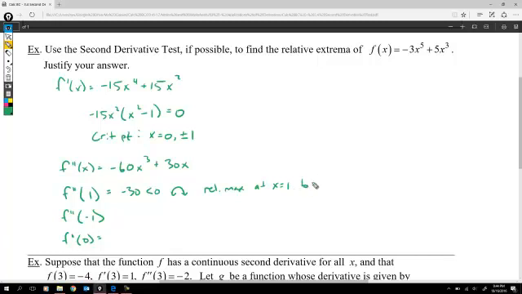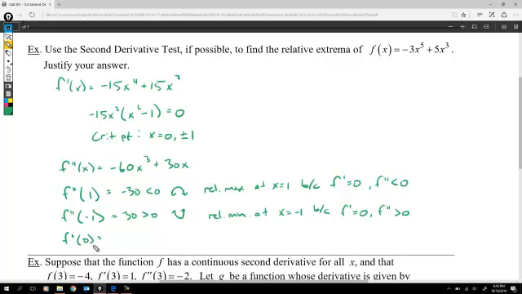Now let's talk about justification. Right, so because f prime is 0 and f double prime is negative. Right, so that would be my justification here for the second derivative test. F prime is 0, f double prime is negative. All right, if we plug in negative 1, we get positive 30, which is obviously greater than 0, meaning we're concave up. So this tells me that I have a relative minimum at x equals negative 1. And again, my justification, because f prime is 0 and f double prime is positive.